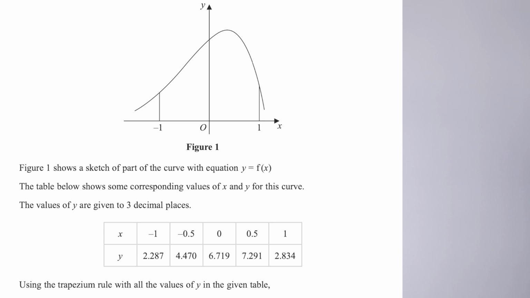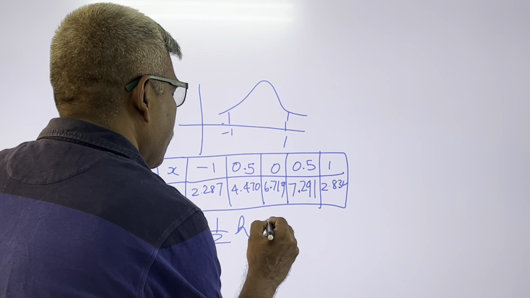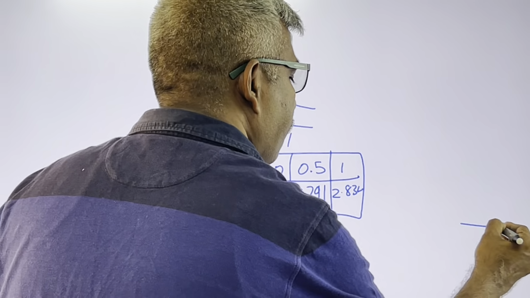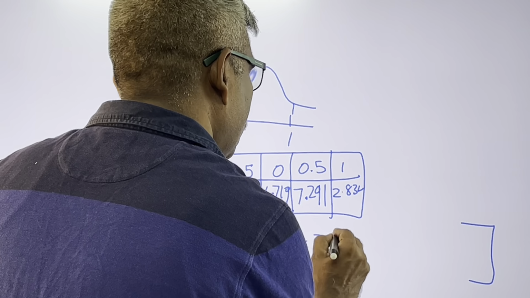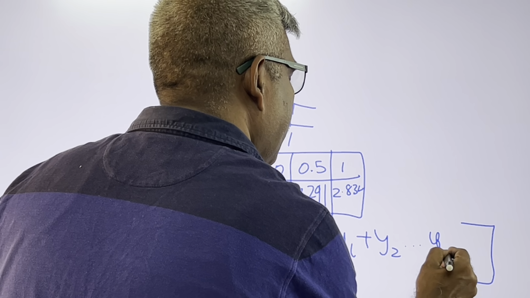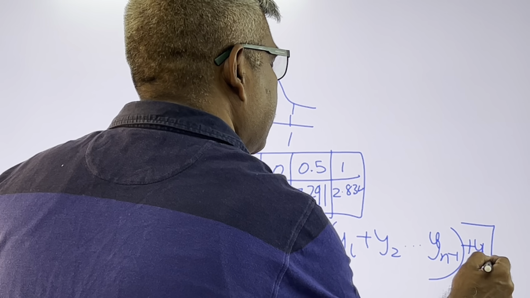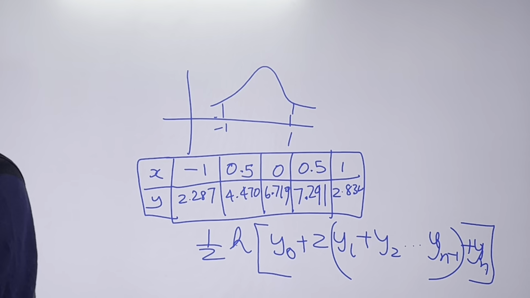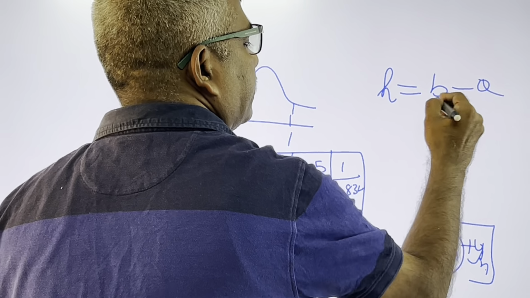Okay, what is the trapezium formula? Half height, y0 plus 2y1, y2, dot, yn minus 1, plus yn. Okay, what is the height? Height is b minus a over n.